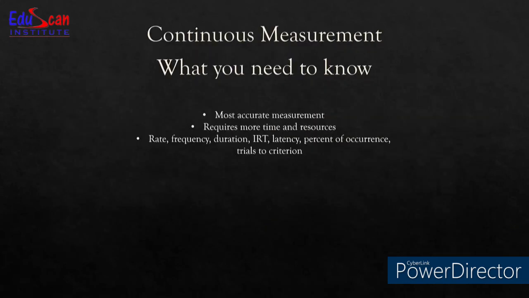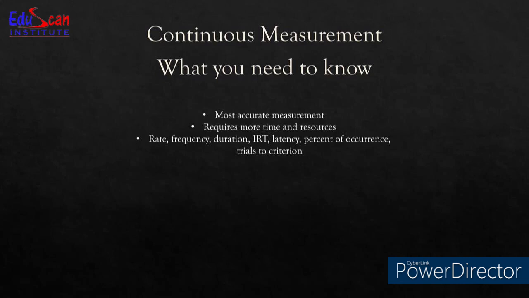So to conclude the continuous measurement, we need to understand that the continuous measurement is done continuously throughout the session. The session can be 1 hour, 2 hours, 3 hours, depending upon how long you are working. What you need to know: first, the most accurate measurement is the continuous measurement because it is not done on a sample, it is done on an actual situation. Number two, it requires more time and certainly more resources.